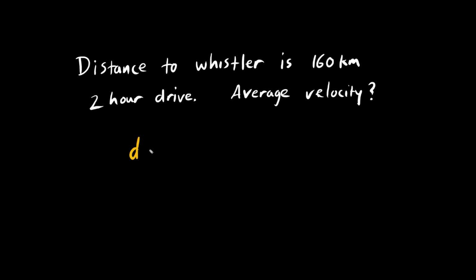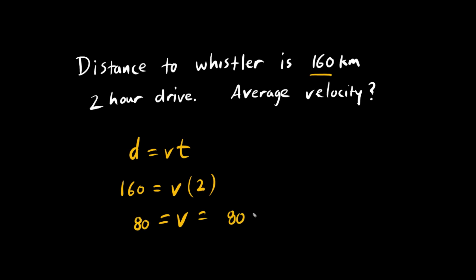Here we have a distance equals velocity time problem. The distance to Whistler is 160. We're trying to find the velocity v, and we're given the time is 2 hours. So how do we solve v? We divide both sides by 2. So v equals 80, and we're talking about 80 kilometers per hour.